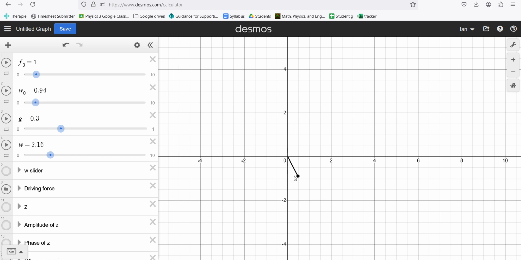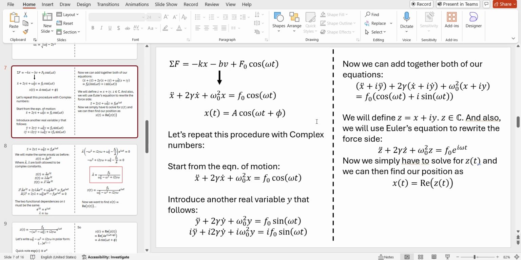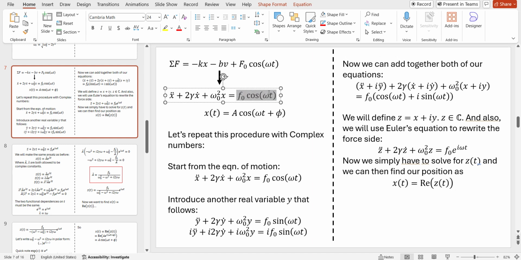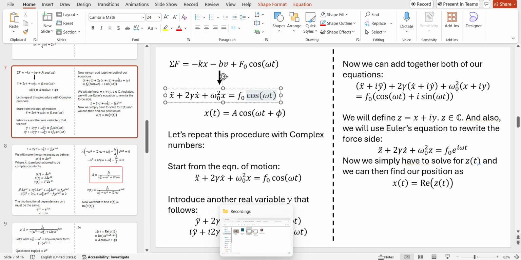I want you guys to imagine that this is the driving force of our system, okay? So remember that our driving force, if we go back to our presentation really quickly, we were able to write it like this. This is called the complex form for the driving force, right? Instead of f naught cosine of omega t, like we had it here, we have f naught e to the i omega t. It's just a complex form. If you take the real part of this, you get back the original force, okay?